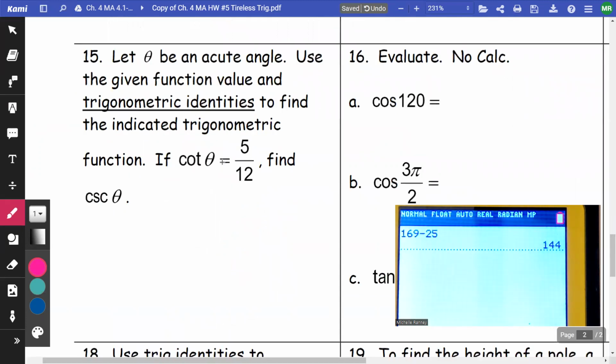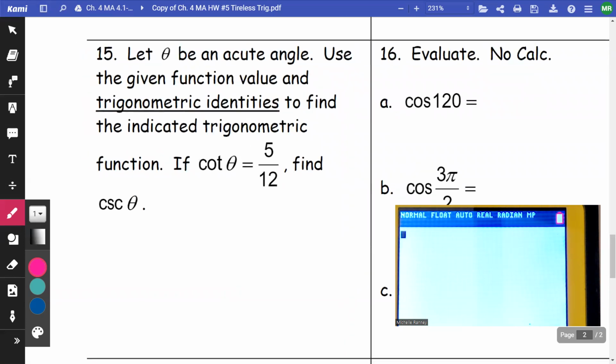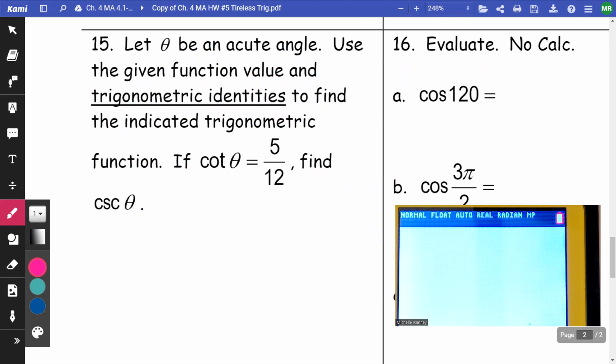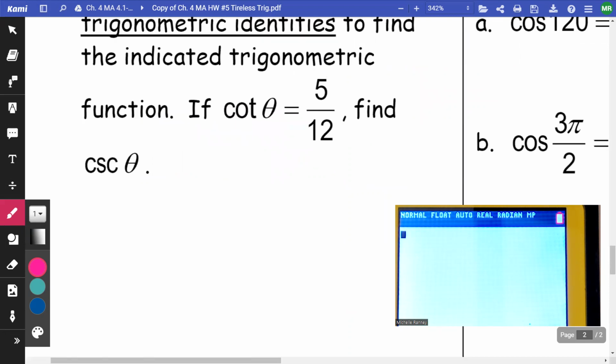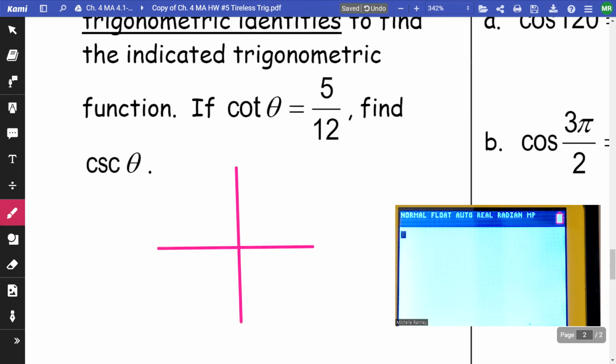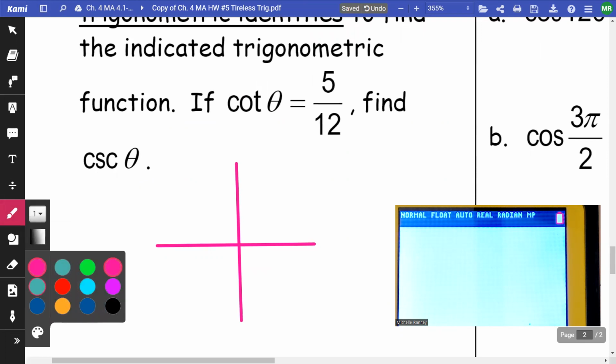Okay, number 15. On number 15, they want us to figure out what the cosecant is if we know that the cotangent is 5/12. Now, they're talking about trigonometric identities. We're going to talk about those later in this chapter. So we're going to just do it using our right triangle. They told us that this is an acute angle, so again, we're going to be in quadrant 1.